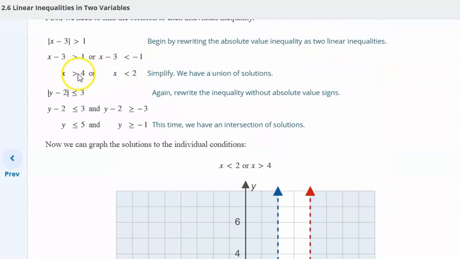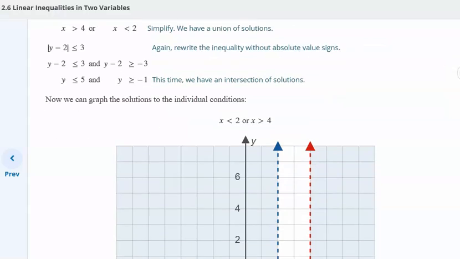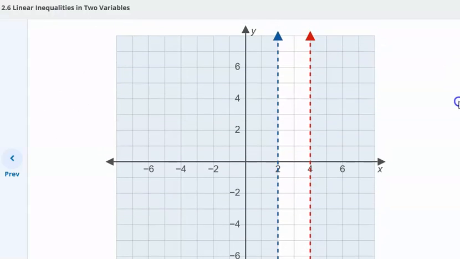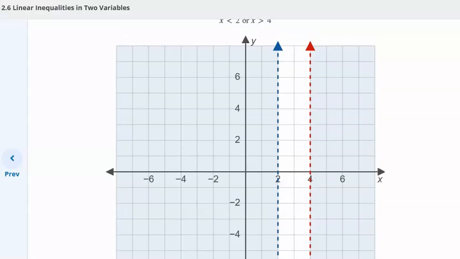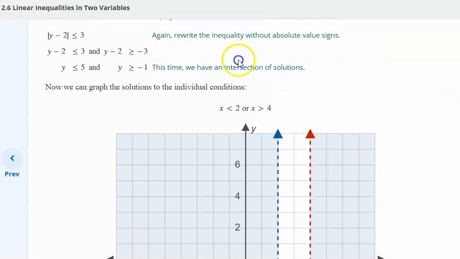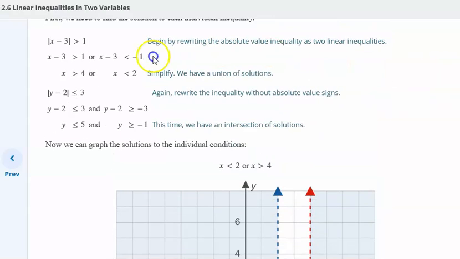Remember, these are x values, and it's an or, and again, it's showing you a disjunction here. This is the blank part between it. So this is shaded, this is shaded. My question to you is, why are we using dotted lines? Well, if you go back, it's only the inequality sign and not the equal.